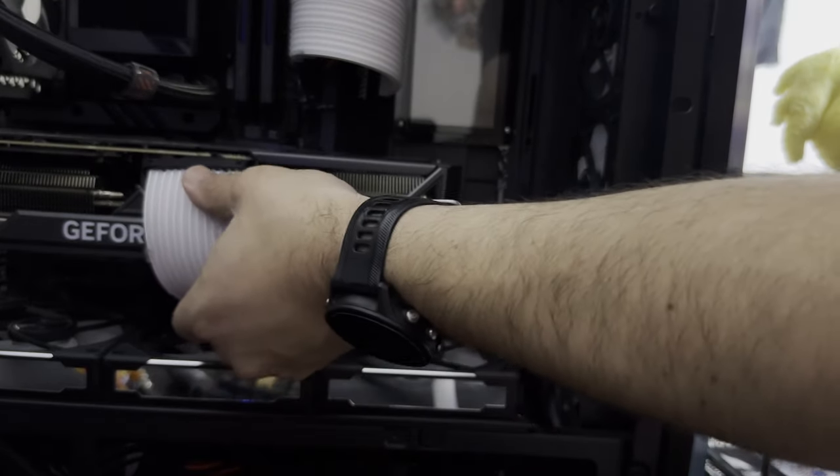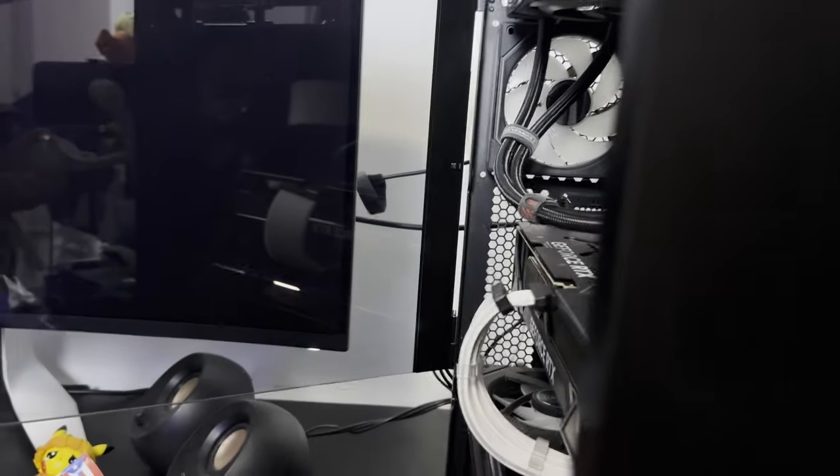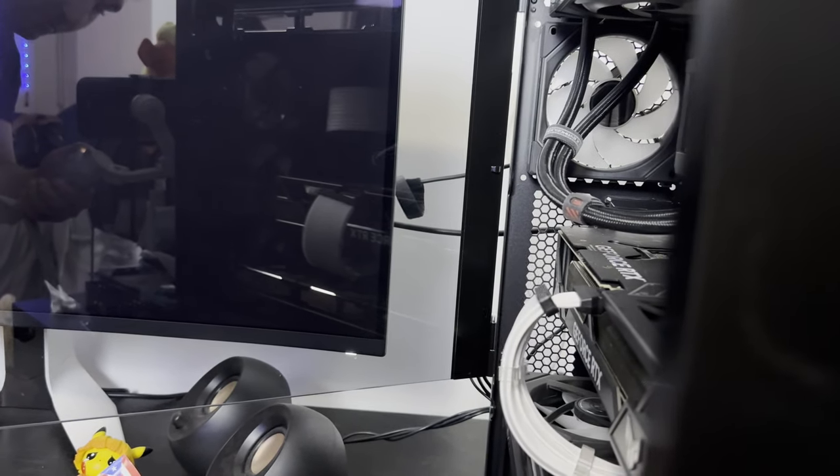So, if you look closely, a little side angle here, sorry about that. Look how far this actually comes out.